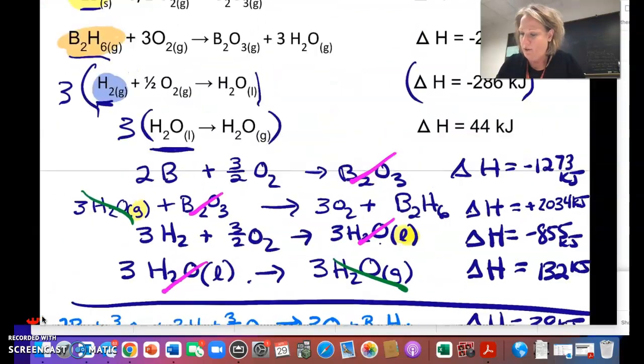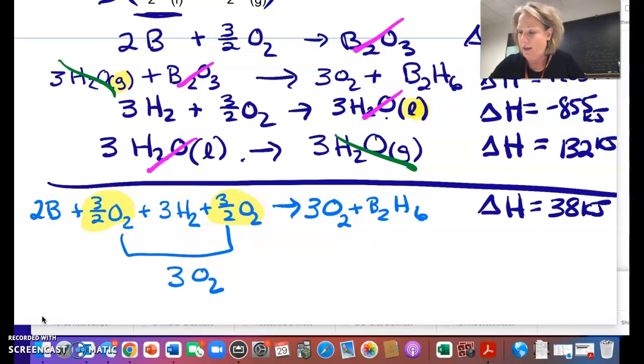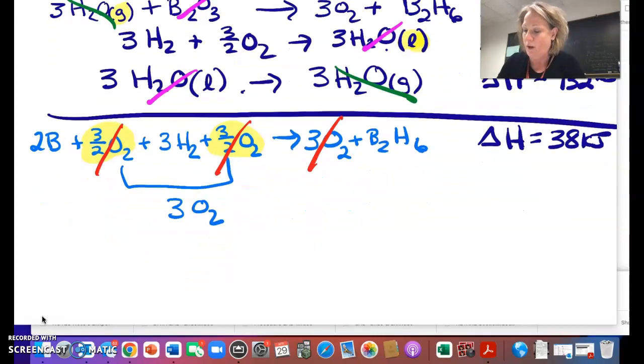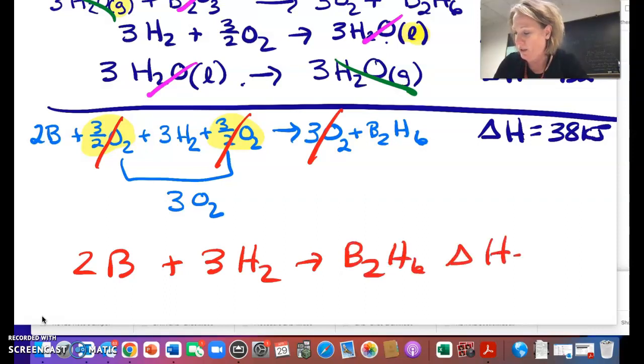So what I'm really doing now is I have to cancel out my oxygens, or simplify it. So I have 3 halves and 3 halves, so 6 halves, or a total of 3 moles of oxygen here. So that is how I can cancel them. So these two will cancel this one. So that leaves me with the 2 borons plus the 3 hydrogens gives me B2H6, and my delta H is 38.